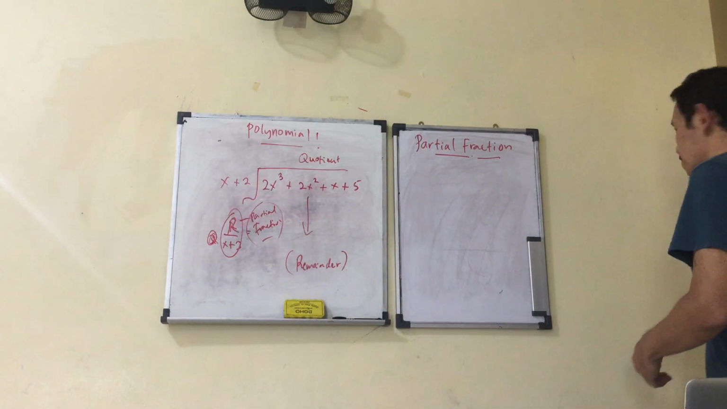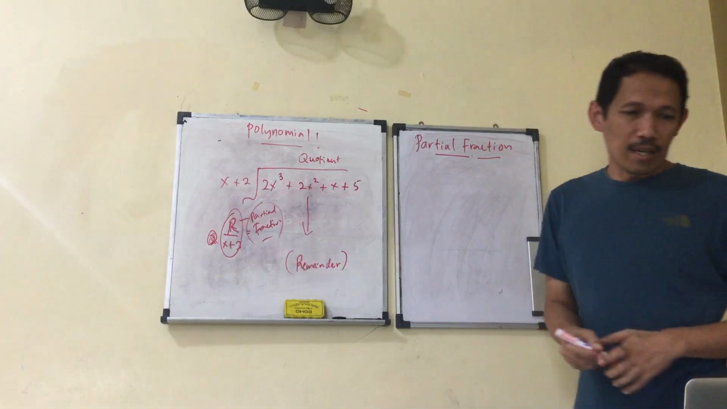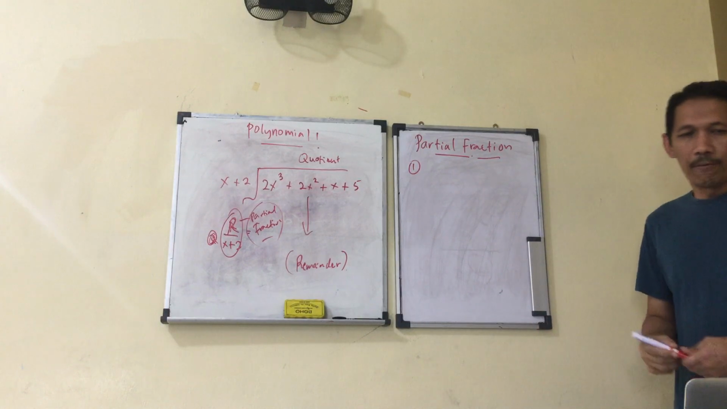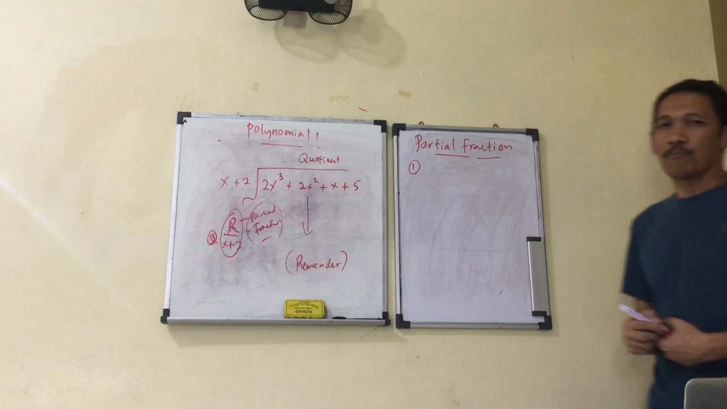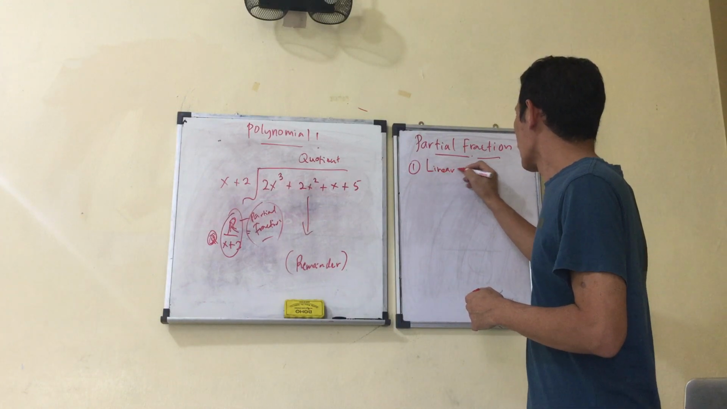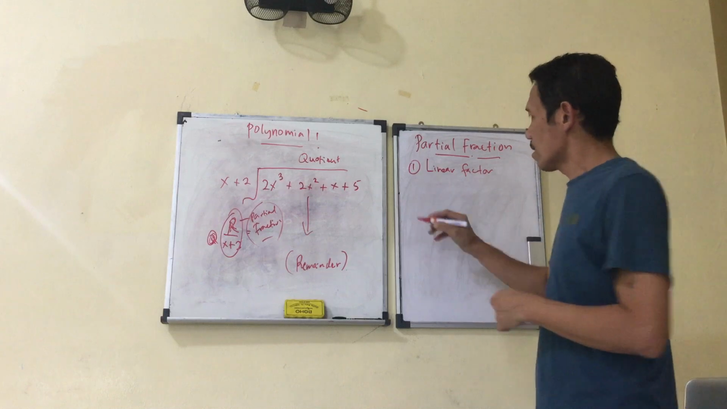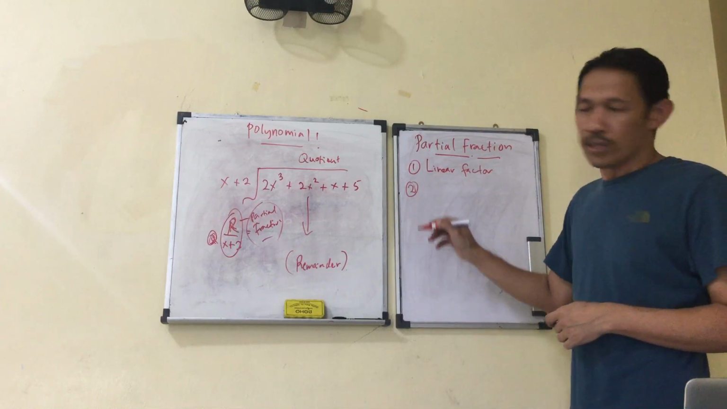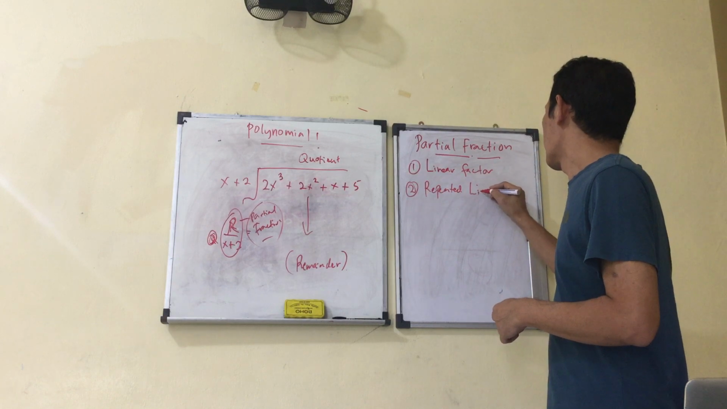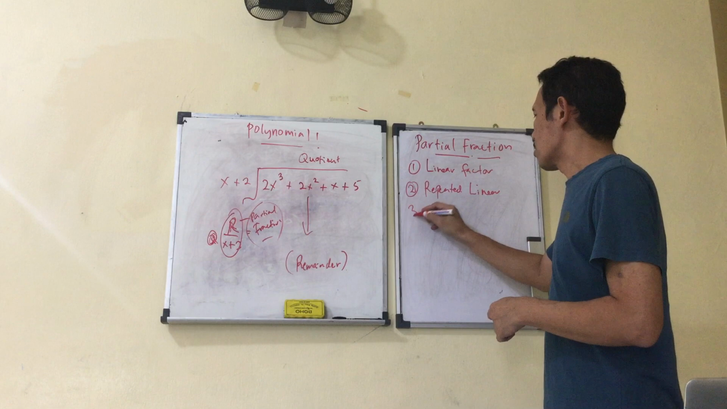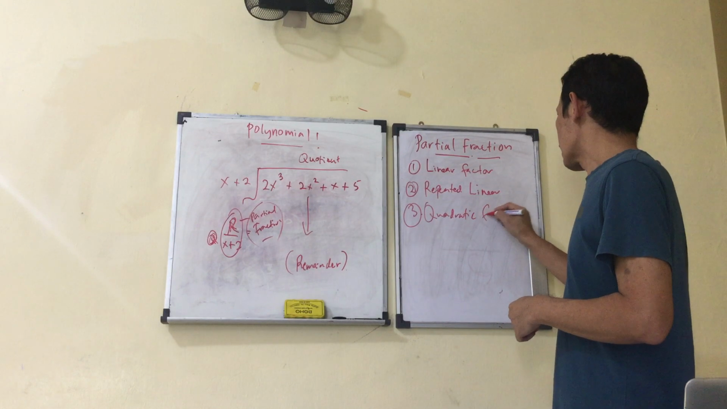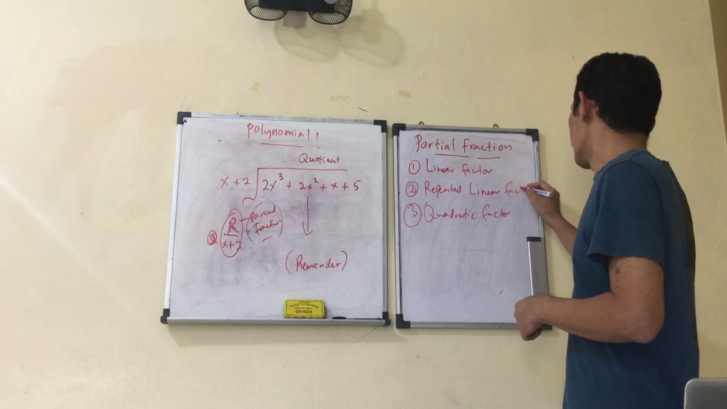So let's start with partial fraction, number 1. We're going to look at the types of partial fractions. If you look at the notes, there are 3 different types of partial fractions. Type number 1 is called the linear factor, type number 2 is called the repeated linear, and type number 3 is called the quadratic factor. This is also a factor.